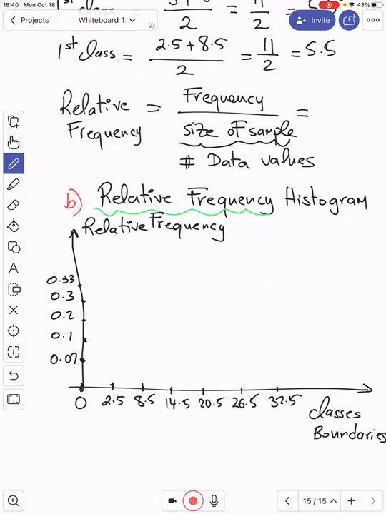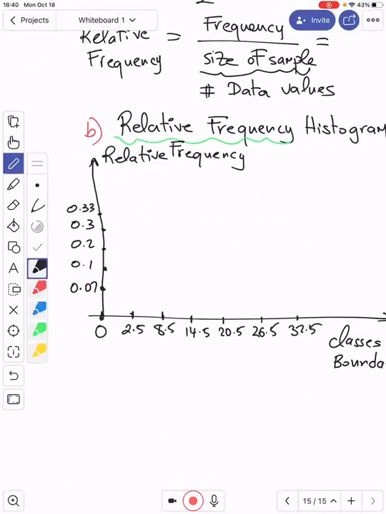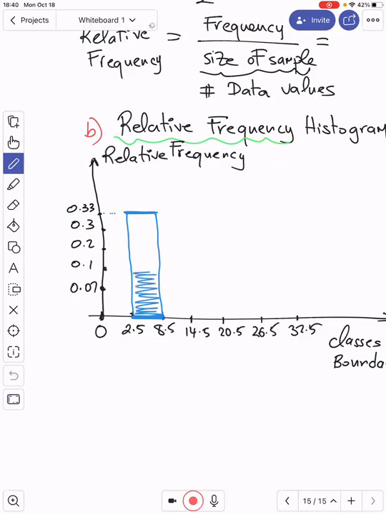All right, the relative frequency of the first class, we said, is 0.33. This interval represents the first class, because these are the class boundaries of the first class, between 2.5 and 8.5. So here is my relative frequency, 0.33. I'm going to draw this rectangle right here over the first class, 2.5 to 8.5. The height of this rectangle is 0.33 because that's the relative frequency of the first class.